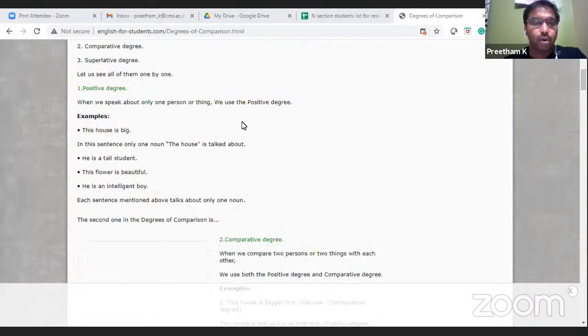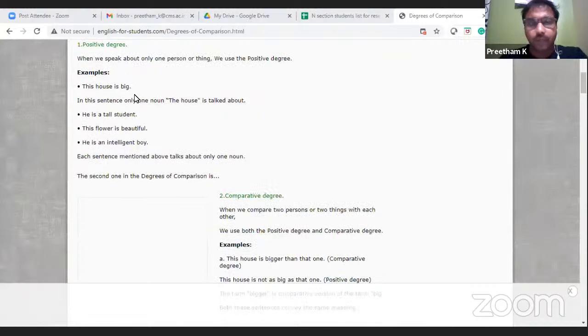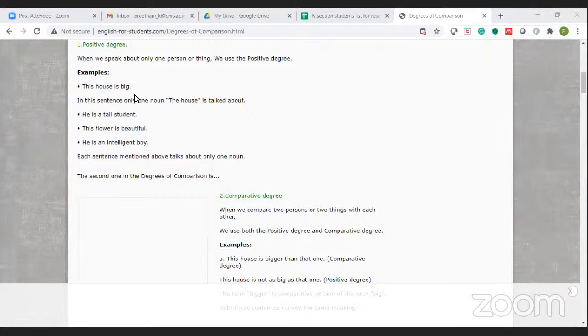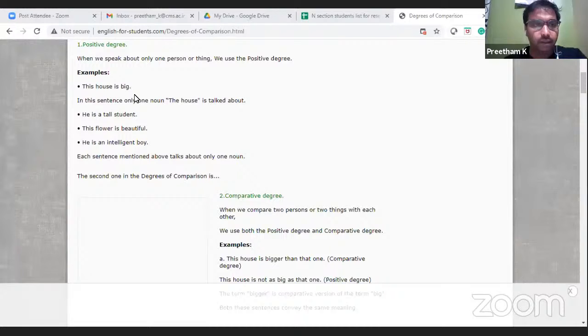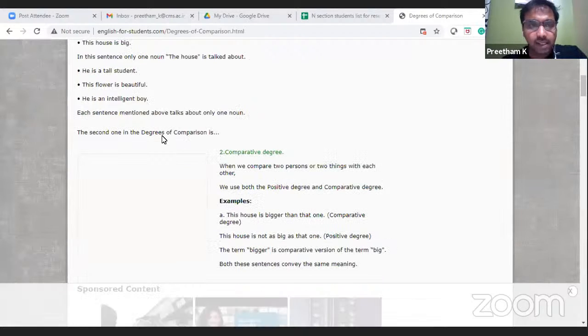Positive degree: when we speak about only one person or thing, we use positive degree. This house is big. Here you are not comparing this house with any other house. In a general sense, you are saying this. You are comparing it with the perception that you have in your mind. He is a tall student. The flower is beautiful. He is an intelligent boy. Each sentence mentioned above talks about only one noun. That is the criteria for positive degree.